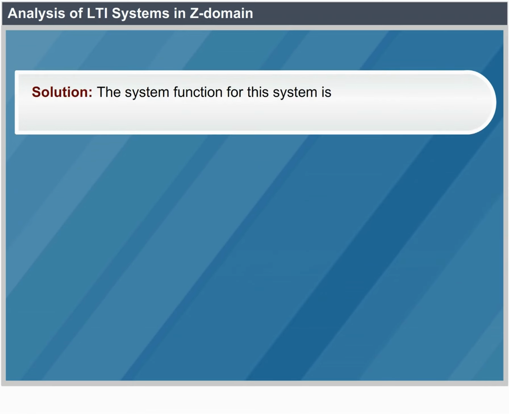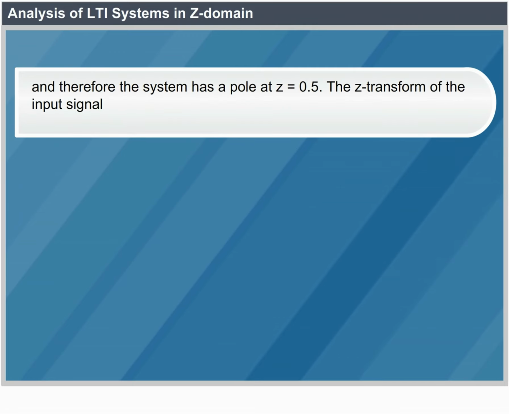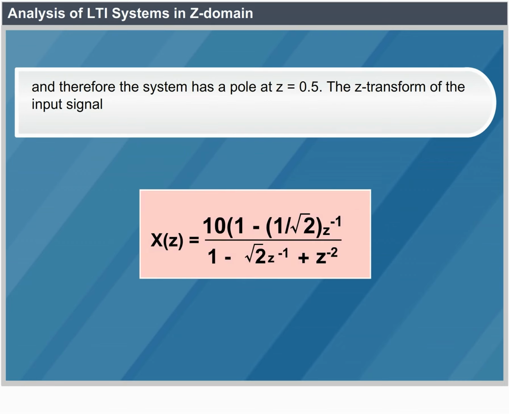Solution. The system function for the system is H(z) = 1 / (1 - 0.5 z^-1), and therefore the system has a pole at z = 0.5. The z transform of the input signal is X(z) = 10 (1 - (1/root 2) z^-1) / (1 - root 2 z^-1 + z^-2).